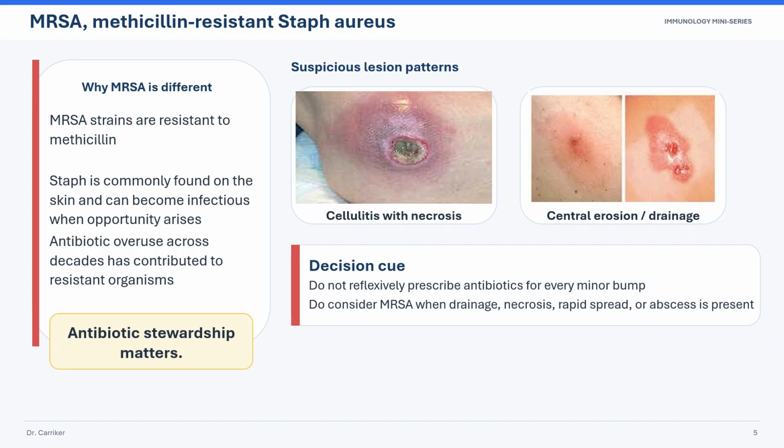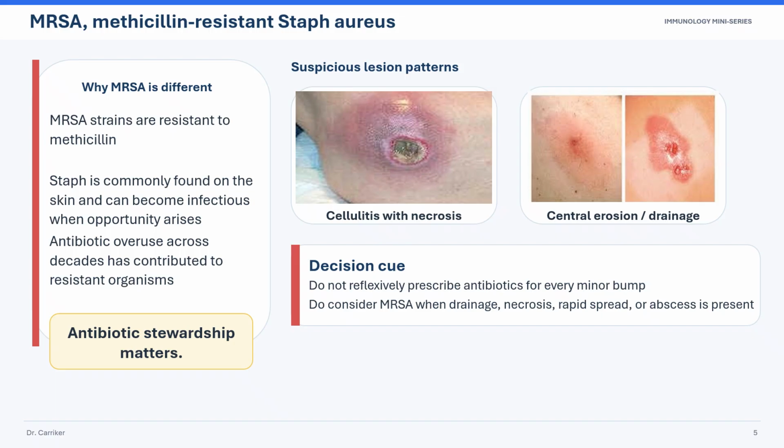So here we are, MRSA, commonly referred to as MRSA. This stands for methicillin-resistant Staphylococcus aureus. The key idea is resistance, because antibiotics have been overused or overprescribed for decades, and some organisms have evolved ways to survive medications that used to work. So staph already takes advantage of skin breaks when it gets the chance, and resistant strains make the clinical picture even more difficult. So these images show cellulitic changes or tissue breakdown and a central lesion that should raise suspicion.